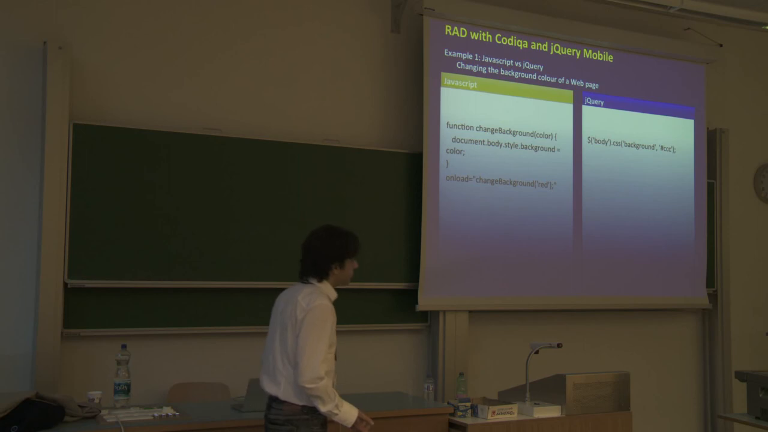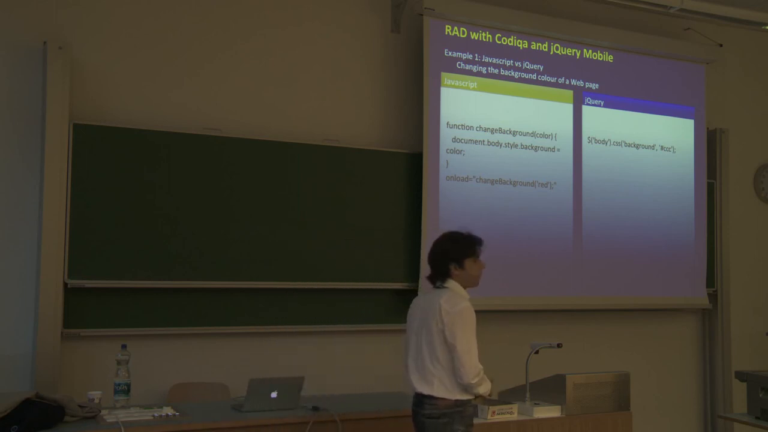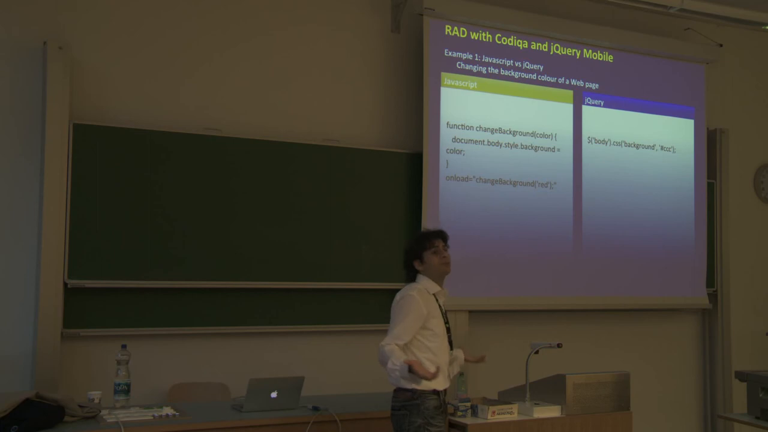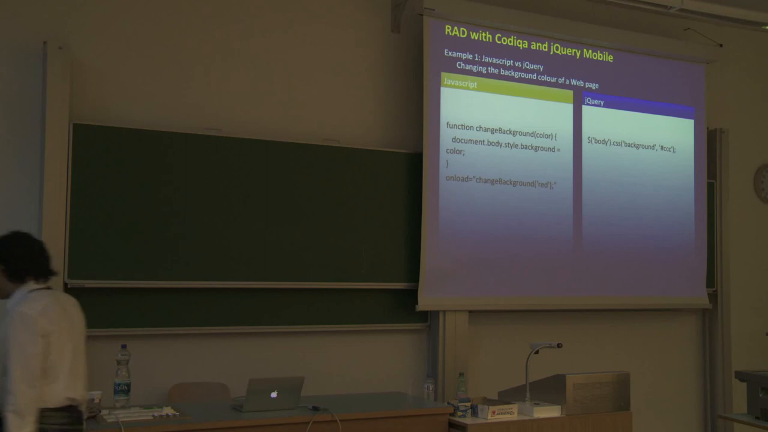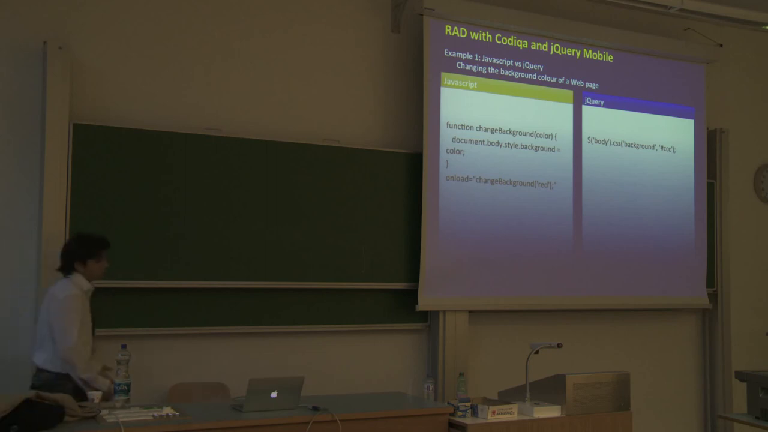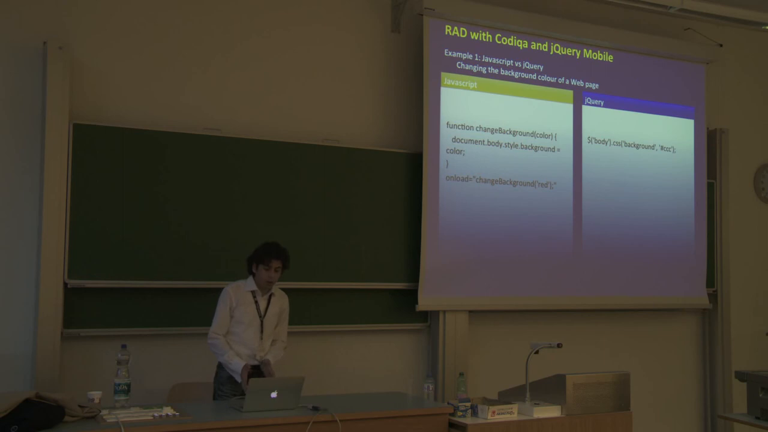For those who don't know about jQuery, this is an example of why it makes life easy. For those of you who already know, it's just going through it again. In JavaScript, changing the background color of the DOM needs all this stuff. We need a function, and as you can see, it's three lines of code. In jQuery, it's simply one line. Extremely easy. That's why it saves a lot of time, and we can really go on with time boxing.